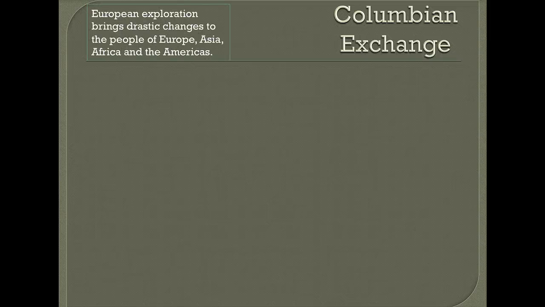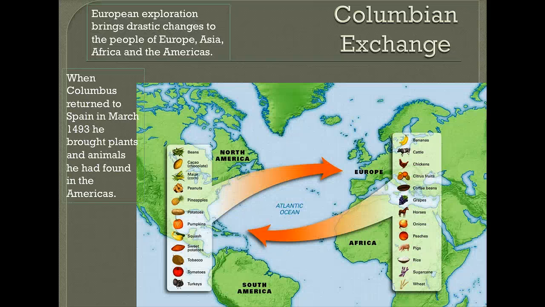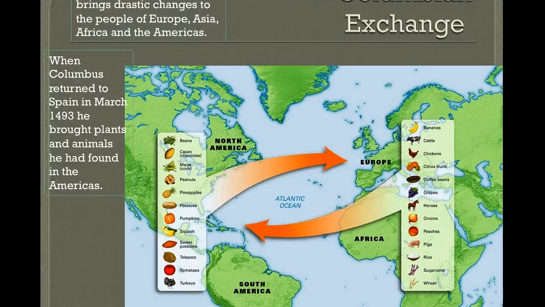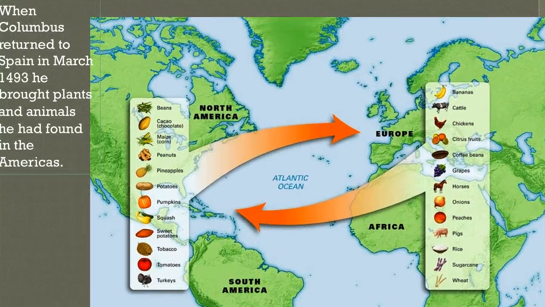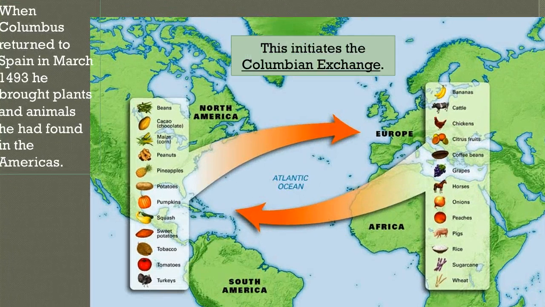Final thing we look at, the Columbian Exchange. This kind of ties everything together. The European exploration that we've been looking at is going to bring drastic changes to the people of Europe, but also Asia, Africa, and the Americas, the places they're visiting. And this really begins with Columbus. When he returns to Spain in 1493, he's going to bring back some plants and animals. And this is really going to initiate what we call the Columbian Exchange, named after Columbus.